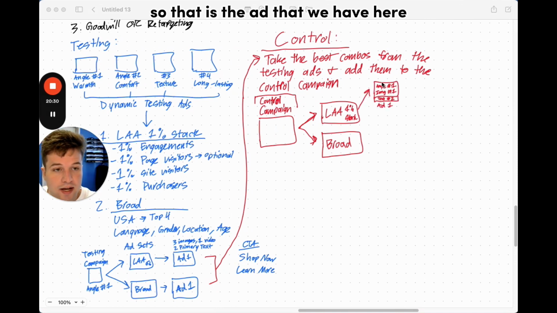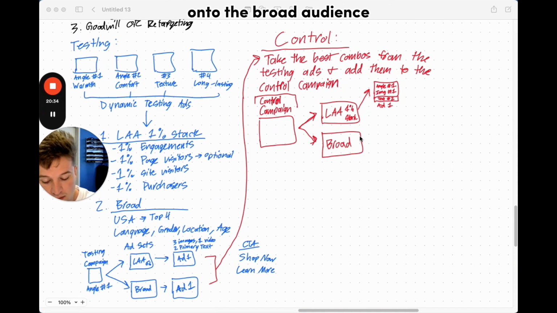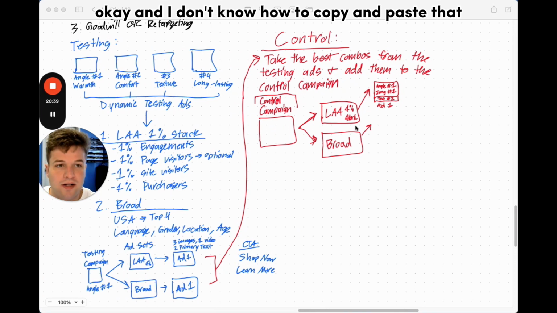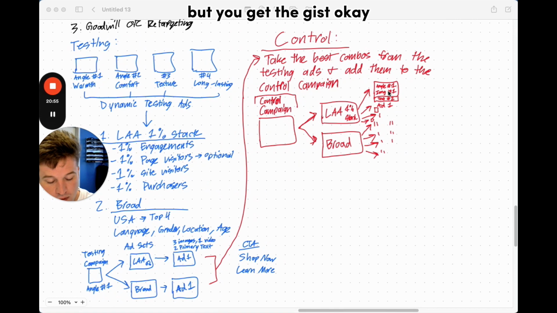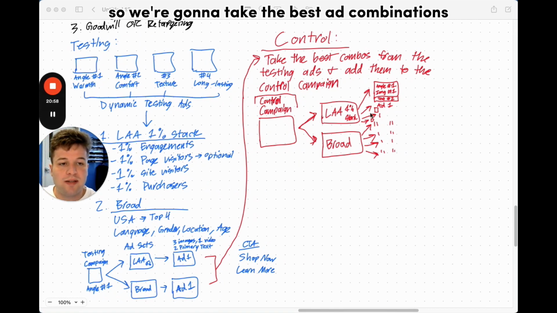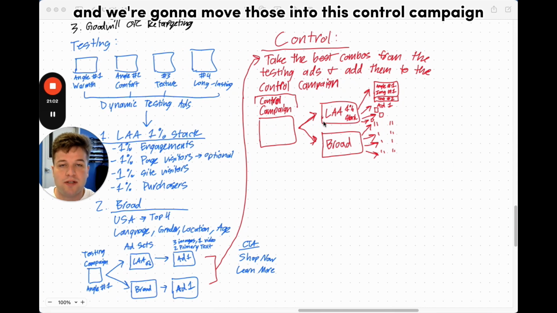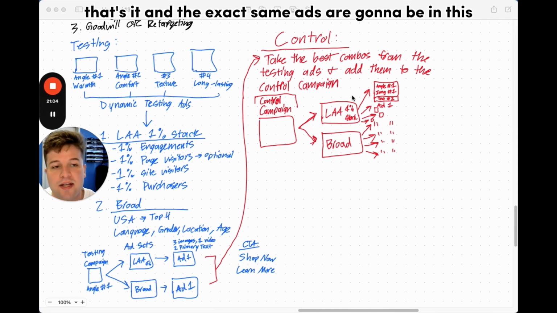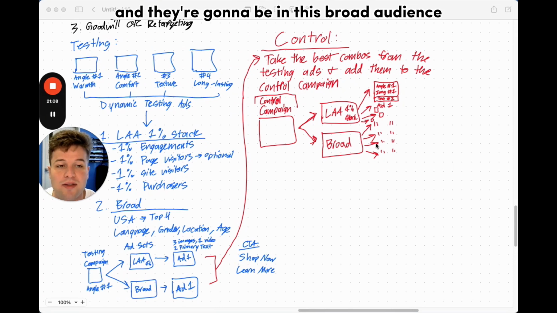So that is the ad that we have here. And then we're going to duplicate that onto the broad audience. I don't know how to copy and paste that, but you get the gist. A little messy in here, but you get the gist. Okay? So we're going to take the best ad combinations that worked well for us over here, and we're going to move those into this control campaign. That's it. And the exact same ads are going to be in this lookalike 1% stack, and they're going to be in this broad audience.